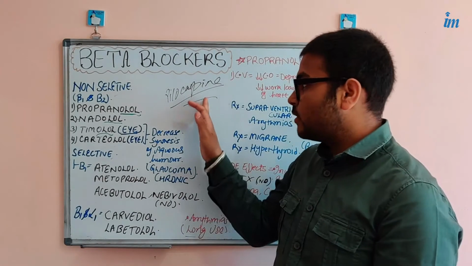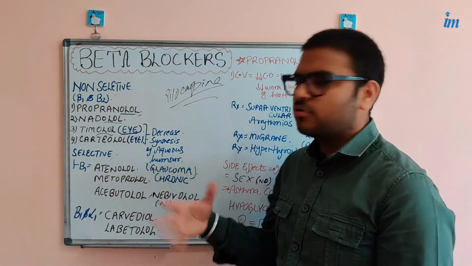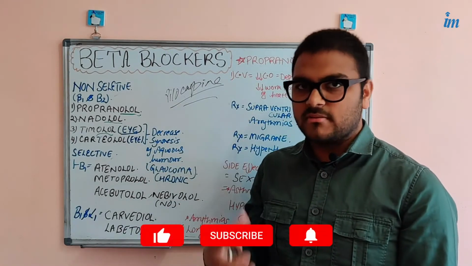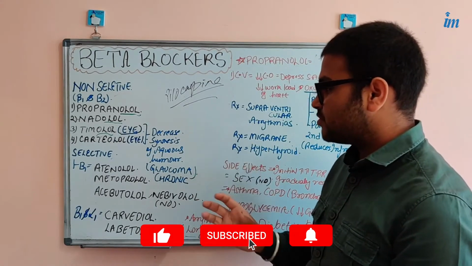But once the pressure has been lowered with pilocarpine, the patient may be put on beta blockers for chronic glaucoma, so that there is reduced secretion of aqueous humor by the ciliary body and the intraocular pressure stays low.